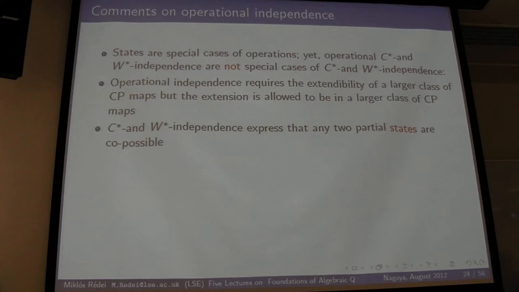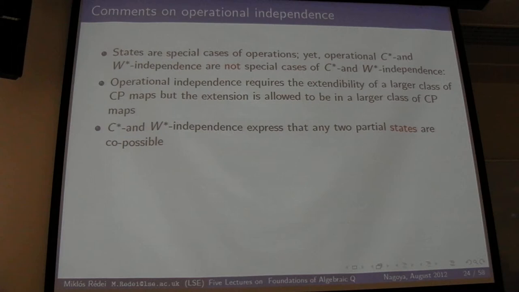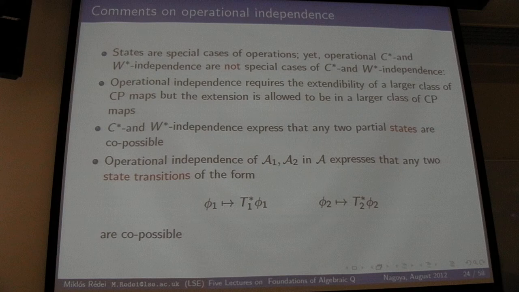As we saw, C star and W star independence expresses that any two partial states are co-possible. Operational independence can be thought of as expressing that any two state transitions are co-possible. Because remember, the dual of an operation acts on the state space. And so if operational independence holds, that means that any two state transitions defined by these duals are co-possible. This is how you should conceive of them.